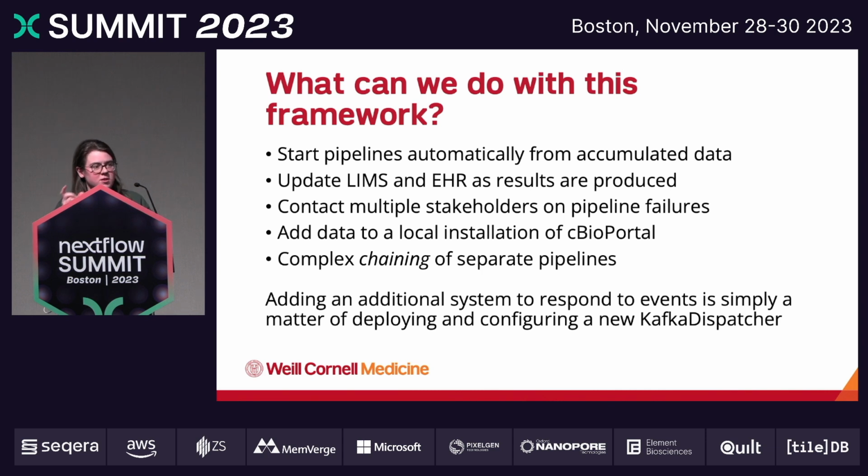Adding additional systems is very easy. The Kafka dispatcher is just a little Docker image. Just throw it up. The first time I did it, it took less than an hour to learn how to configure it. So it's very simple.